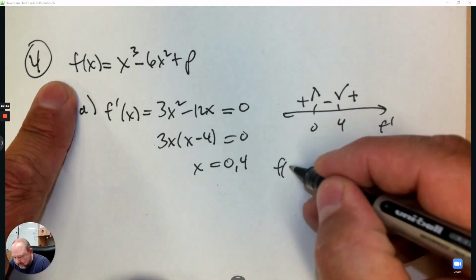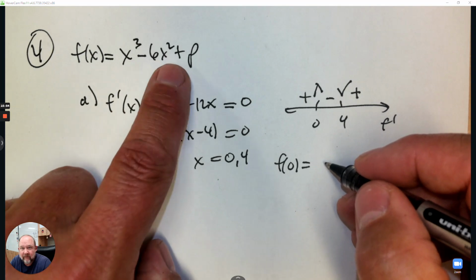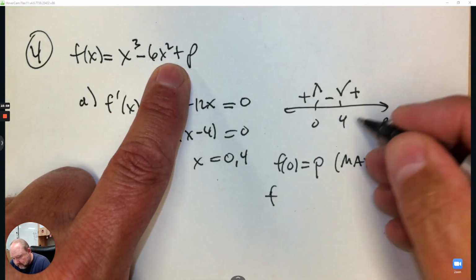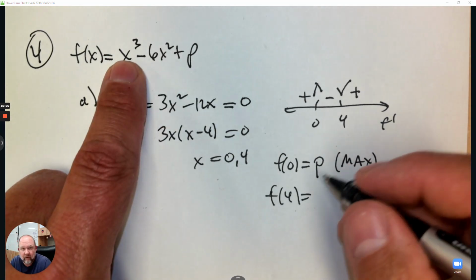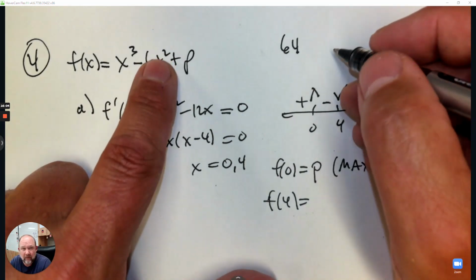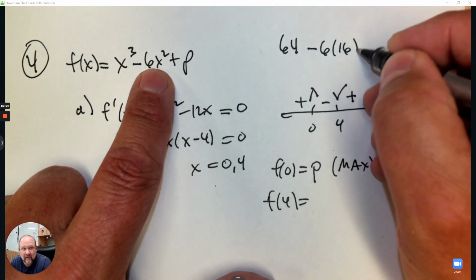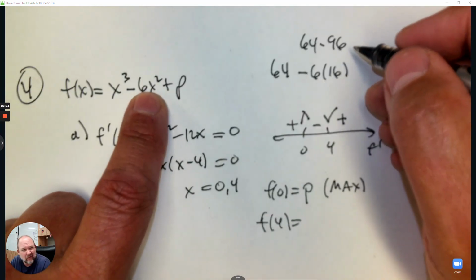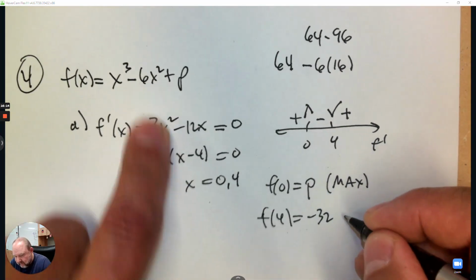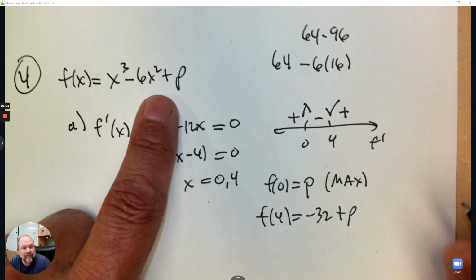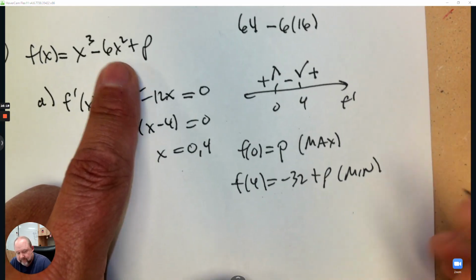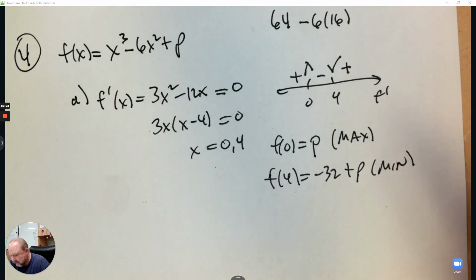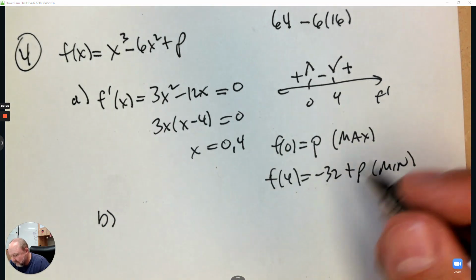So I'm going to plug in 0. And if I plug in 0, the answer you get is p. That's our maximum. I'm also going to plug in 4. So 4 cubed is 64. 4 squared is 16. So this is 64 minus 96, which is negative 32. So that's negative 32 plus p, and that's our minimum. And then that's all part A.